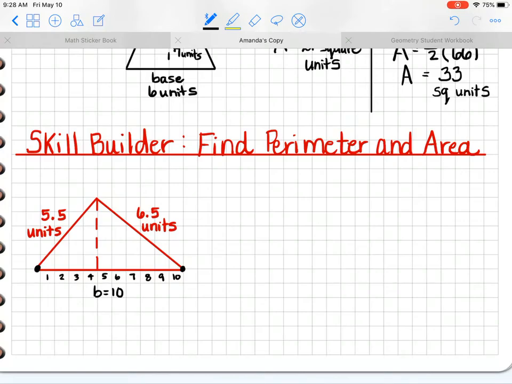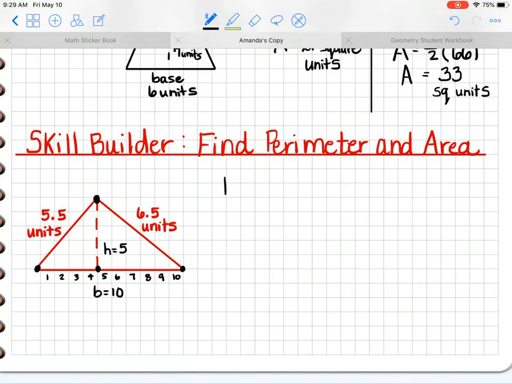The height, again, I'm going to have to count, so that's 1, 2, 3, 4, 5 blocks tall at that top peak point. So the height is from there to there. So now that I know all of the dimensions, and please notice this is a scalene triangle. All three sides are different. The 5.5 and the 6.5 are not equal. So please be careful with that.